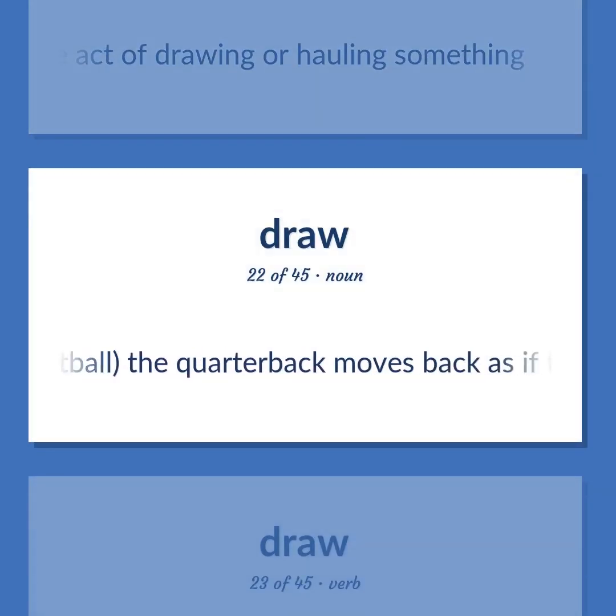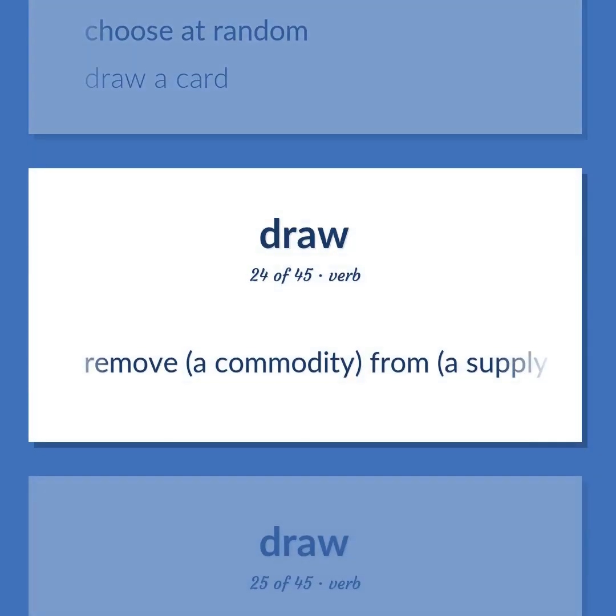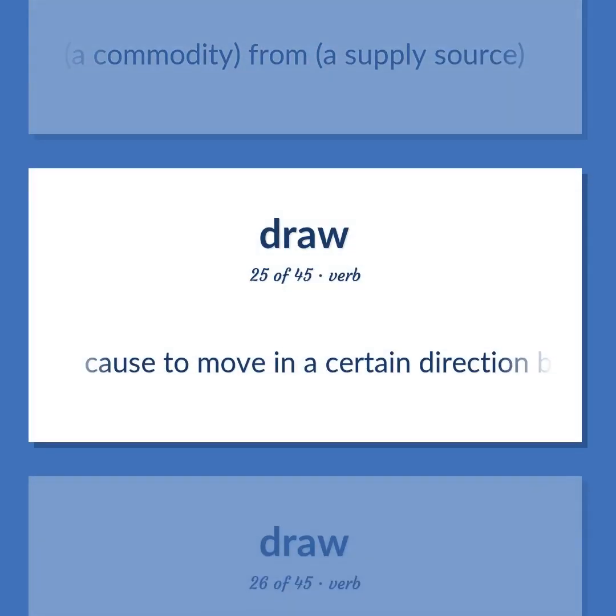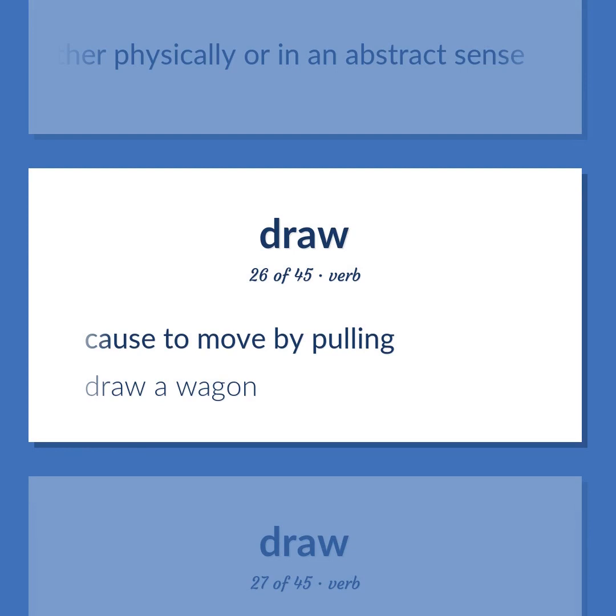American football. The quarterback moves back as if to pass and then hands the ball to the fullback who is running toward the line of scrimmage. Choose at random. Draw a card. Remove a commodity from a supply source. Cause to move in a certain direction by exerting a force upon, either physically or in an abstract sense. Cause to move by pulling. Draw a wagon.